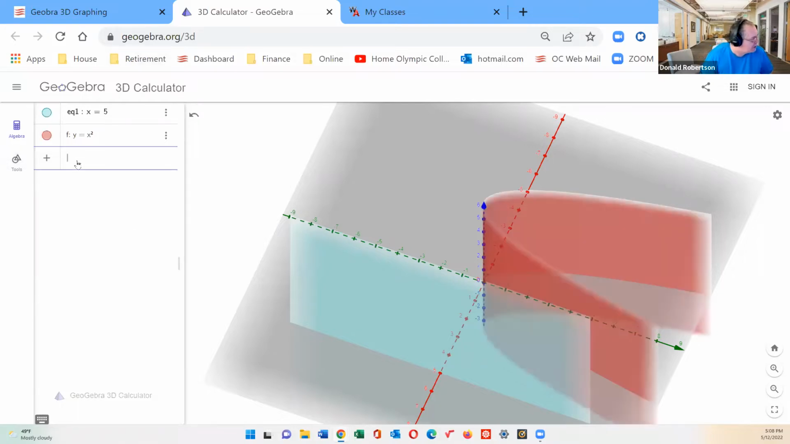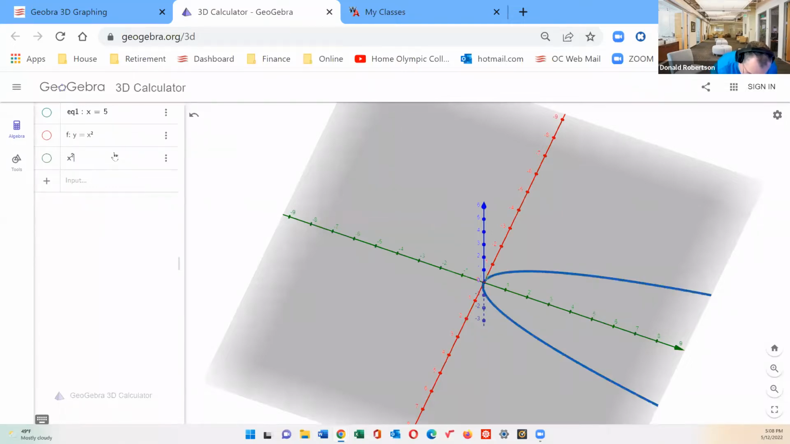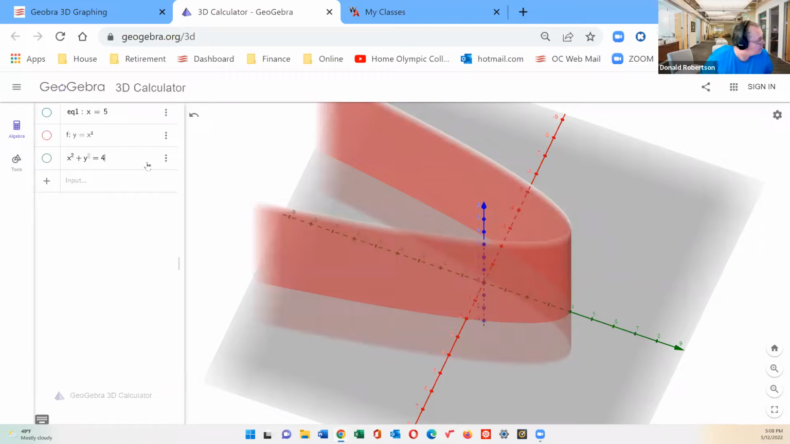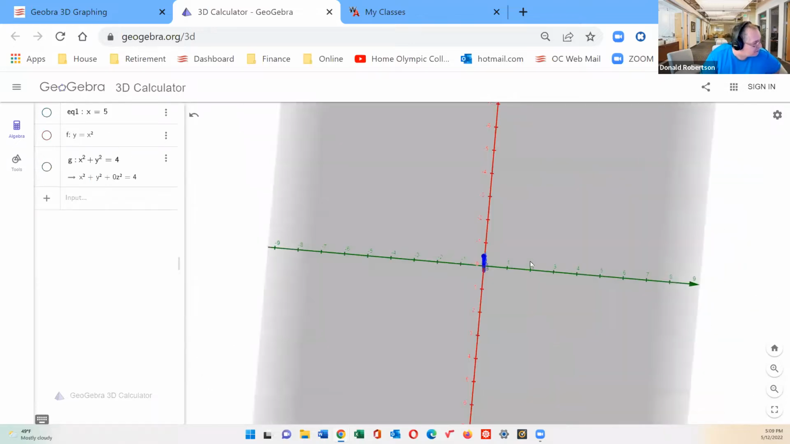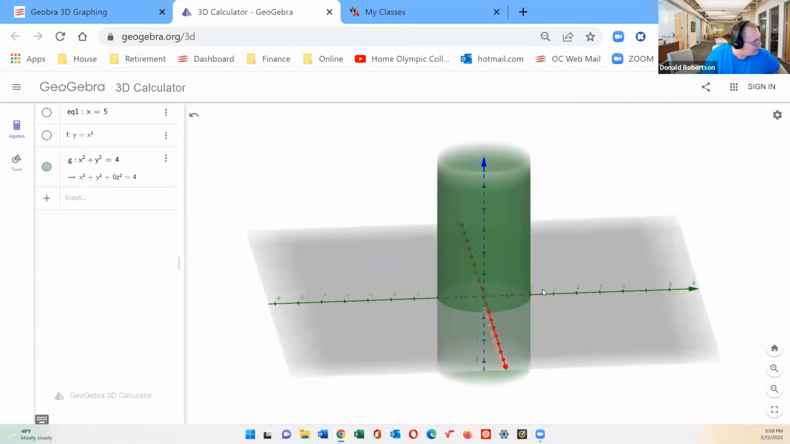Now, if I type in, let's get rid of these guys, too many things going on. There we go. If you do X squared plus Y squared equals, let's say, 4. Oops, I forgot to put my square. I thought I had. There. Can you see? Oh, it disappeared on me. I'm having software issues. There we go.